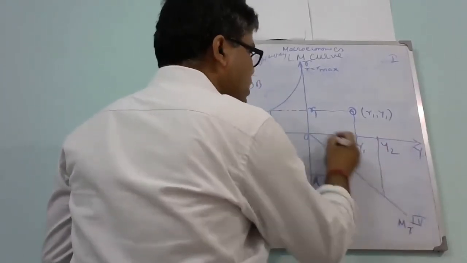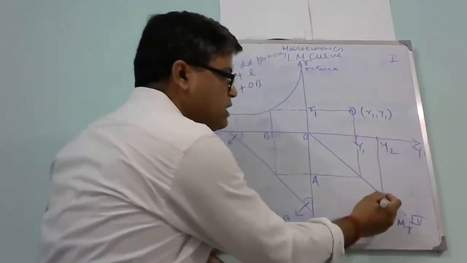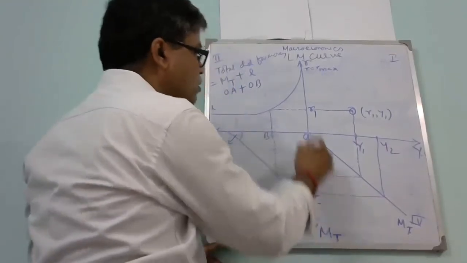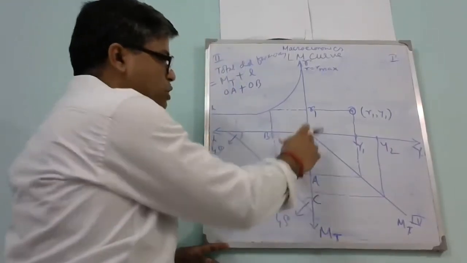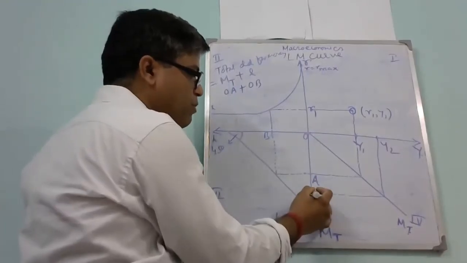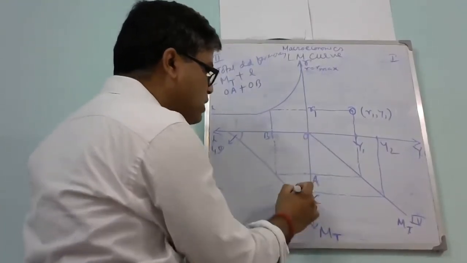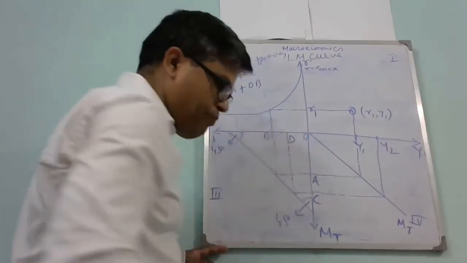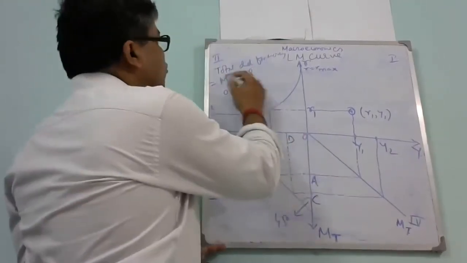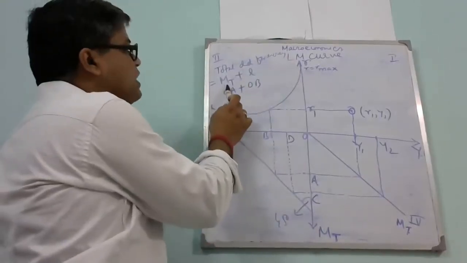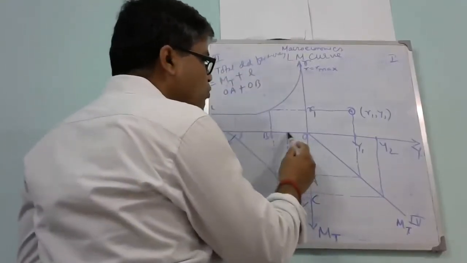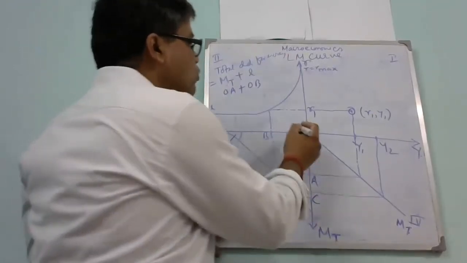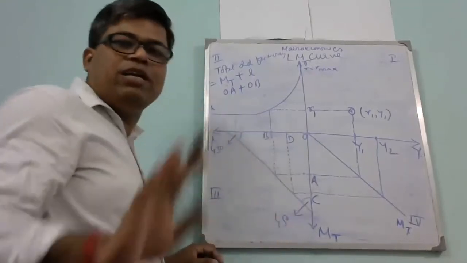How much should the total transaction demand for money be? If national income increases, then naturally the transaction demand for money also increases. So say OC is the increased total transaction demand for money. Then the total speculative demand for money will decrease, say to OD, because total demand for money is the summation of these two. If one increases, the other should decrease. OC plus OD is the total demand for money, which is equal to the total supply of money, so the money market is in equilibrium.